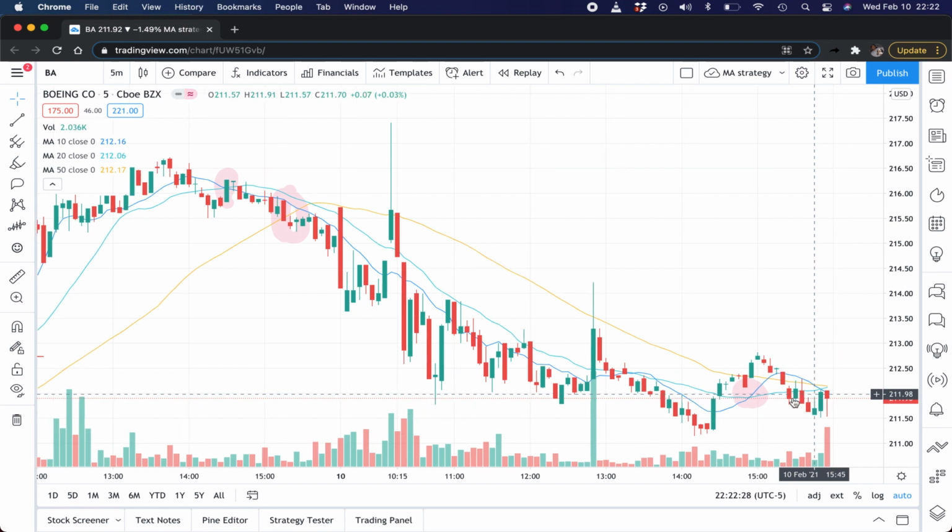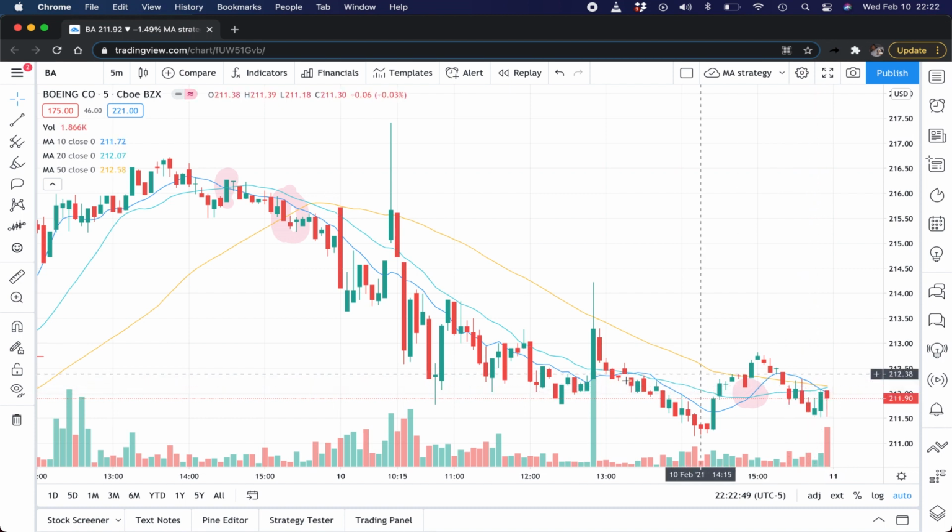But in this case, I don't have a signal yet. I just saw the convergence of the 10 on the 20 here, but the 20 is yet to curl up to the 50. So we would still stay short on this trade. Hopefully tomorrow we can see what the price action is. If it goes back up, I can close the trade.